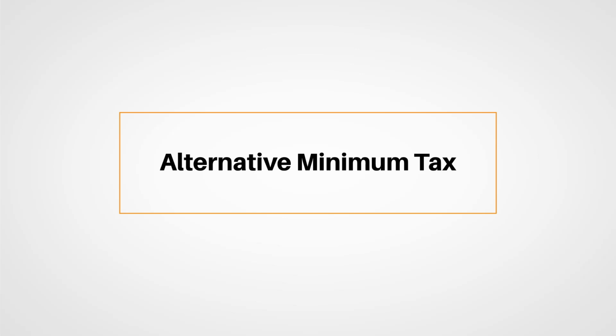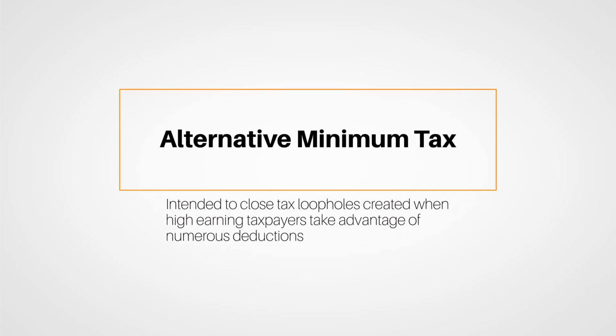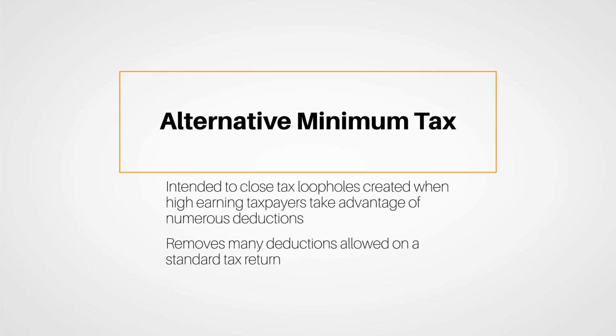We learned that the alternative minimum tax was designed to inhibit higher income taxpayers taking advantage of tax loopholes and paying lower taxes. It accomplishes this by removing many deductions allowed on a standard tax return, through computing the alternative minimum tax.